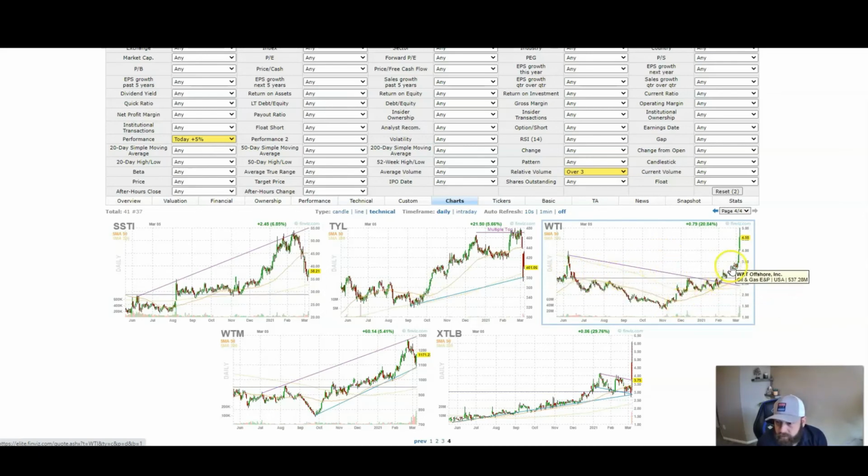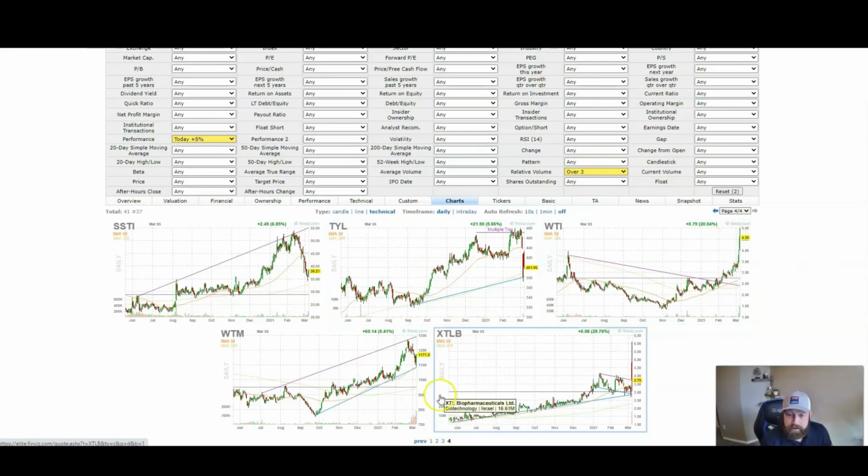WTI, I know that was the oil. It's had a strong couple days, so definitely could turn into some sort of day trade, or maybe even a short if it reverses. And that's it. I've got 15 different tickers that I've found that have charts that could provide a trade for next week. Something to keep an eye on. I'll have them on my watch list and see if any of them set up.